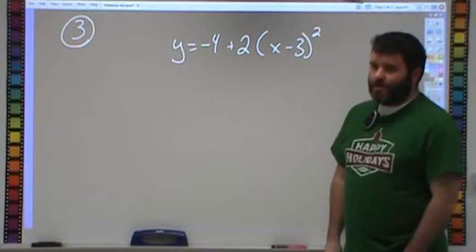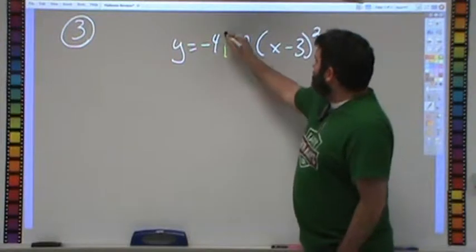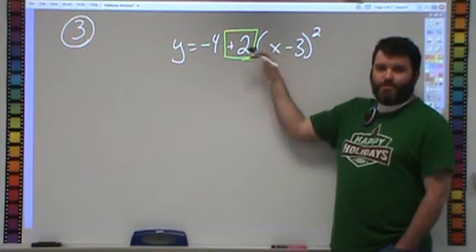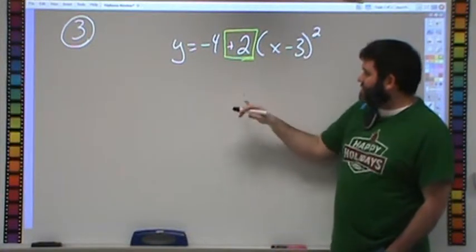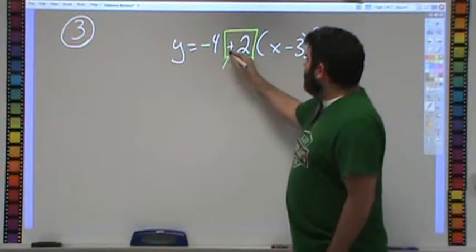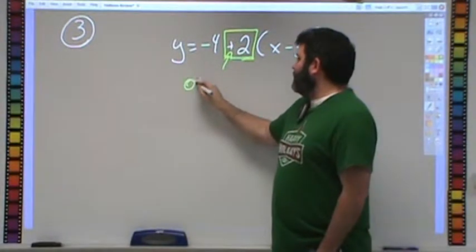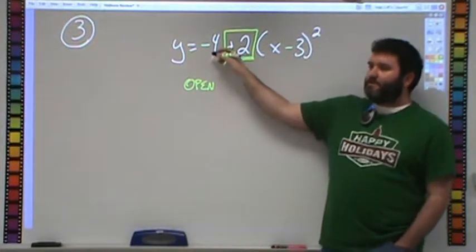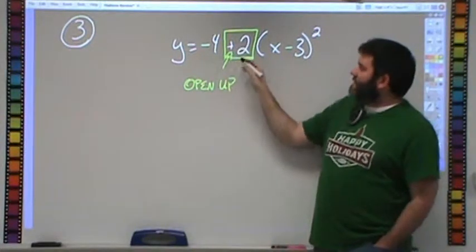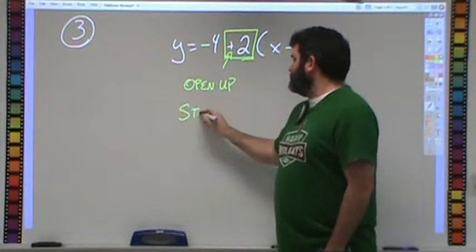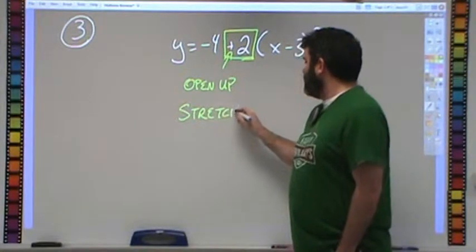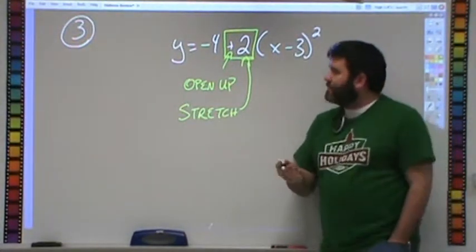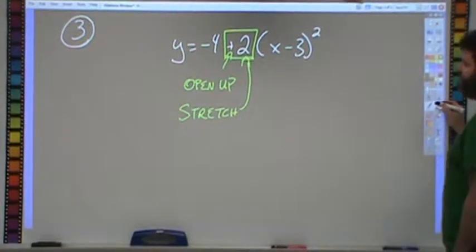Open, down, stretch, and shrink is all determined by the number getting multiplied to the function. So we can see this 2 is getting multiplied to the parentheses. So it's getting multiplied to the function. The fact that it is positive tells me that this is going to open up. If it was negative, there was a minus sign right there, it would open down. The fact that it is a 2 tells me that it stretches. If it was a fraction, it would shrink. Okay? So that takes care of opens and stretch and shrink.